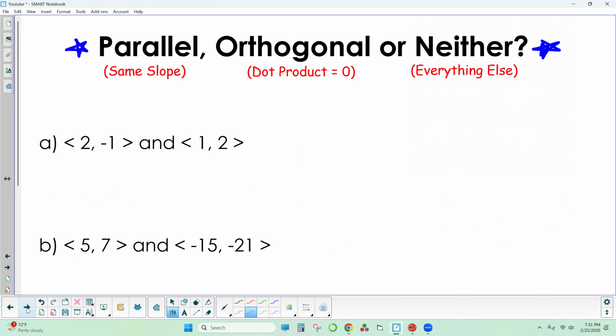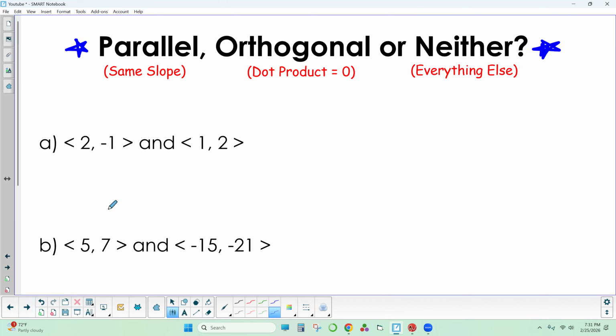All right, so there's some questions that typically are asked when the dot product is introduced. Like, here's a pair of vectors. Are they parallel? Are they orthogonal? Or are they neither? Okay, so like we discussed here, if the dot product is 0, they are orthogonal. But if you get a positive dot product, that doesn't necessarily tell you that they're parallel. If you get one that's negative, it doesn't necessarily tell you that it's parallel. So what we need to do is we need to look at the slopes of the two vectors.